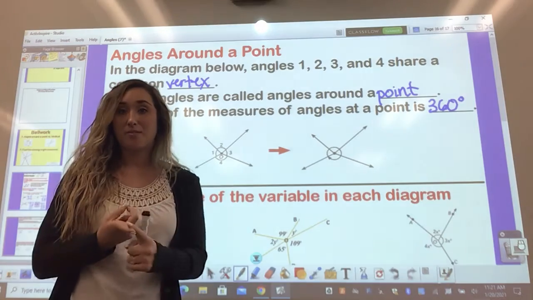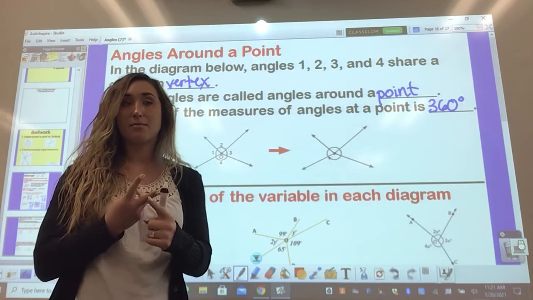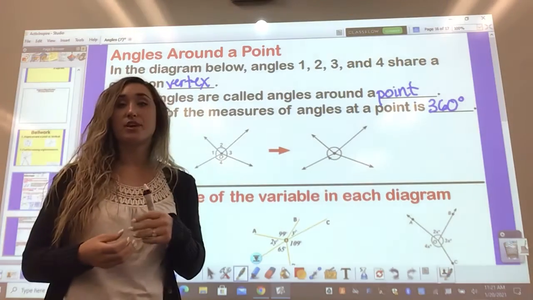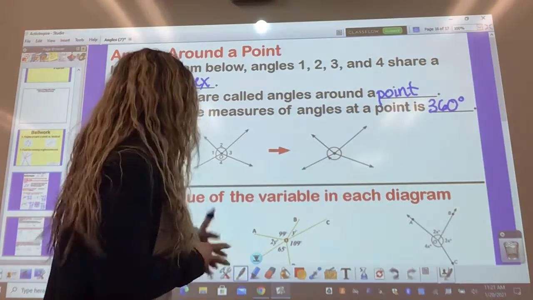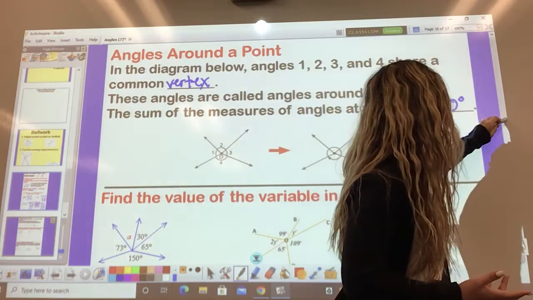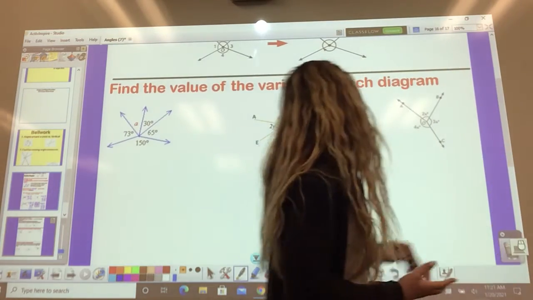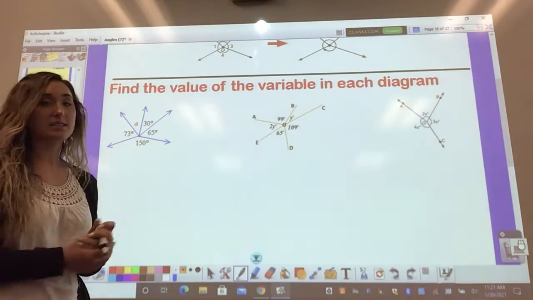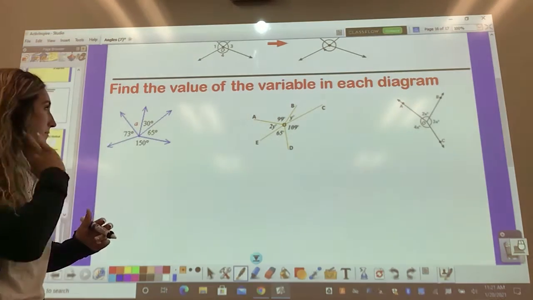So far we've had complementary add up to 90, supplementary add up to 180, and now these angles around a point add up to 360 degrees. So we'll use that knowledge to solve some problems that have angles that look like this. Angles that go all the way around a point.